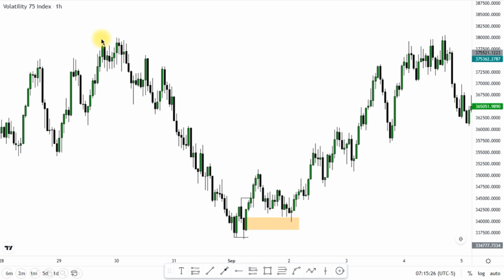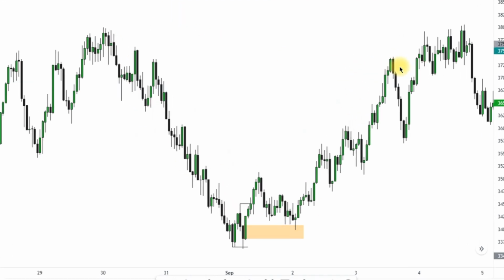So reversal of what? Of the sell, of the bearish order flow, of the downtrend, as you will. So from a downtrend to an uptrend, right? Bearish order flow to bullish order flow. And this is how it will turn out.